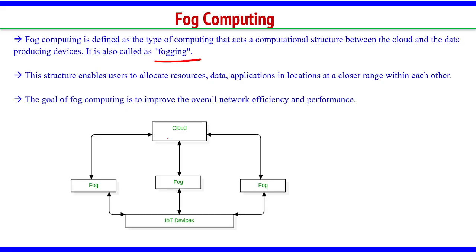Like this, between the cloud and the IoT devices, there is fog. So some processing can be done in the fog itself instead of going to the cloud. Or before sending to the cloud, some processing can be done at the fog, and then the nicely framed data can be sent to the cloud. That is the idea behind fog computing.